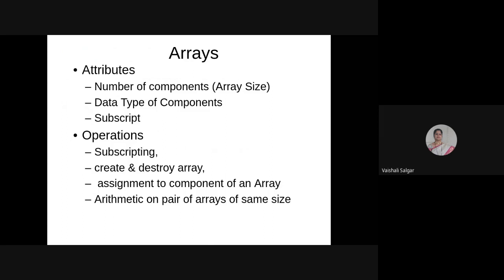So we have to specify the size of the array, then the type of that particular array, and then the subscript, that is the index of that particular array. Those are the attributes of an array. Now, what operations will I be able to perform on arrays?